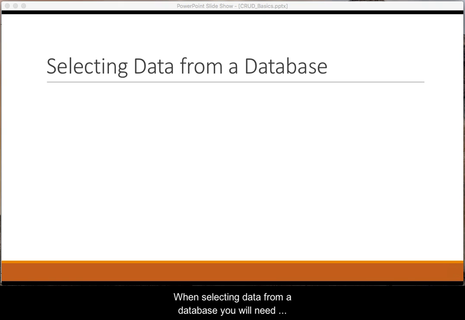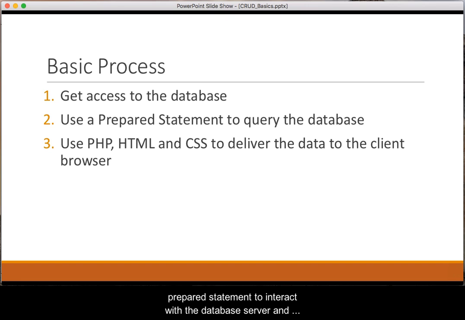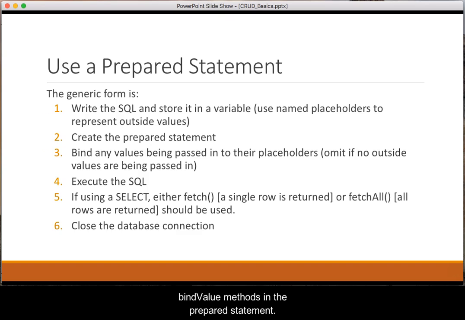When selecting data from a database, you will need access to the database using the database connection, a prepared statement to interact with the database server, and PHP with HTML and CSS to build and deliver the selected data back to the client's browser. In this example, since we will be retrieving all the records that already exist in the registration table, with no inputs, there will be no need for named placeholders or bind value methods in the prepared statement.